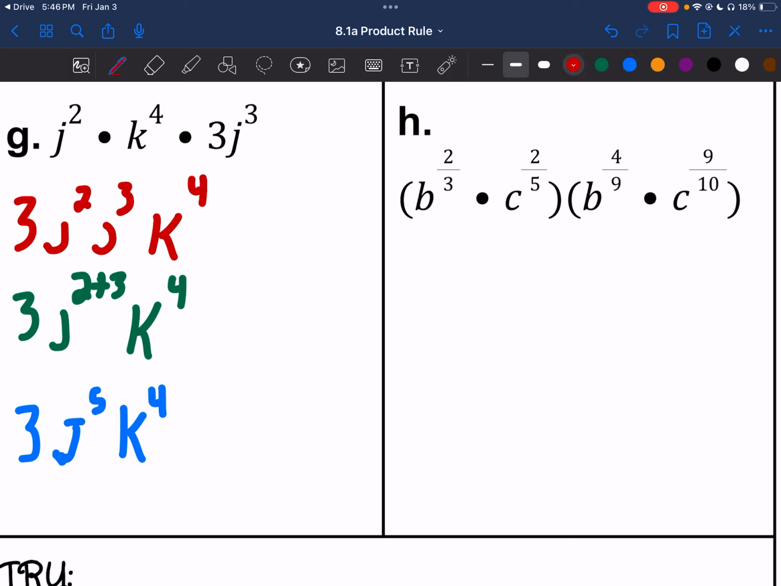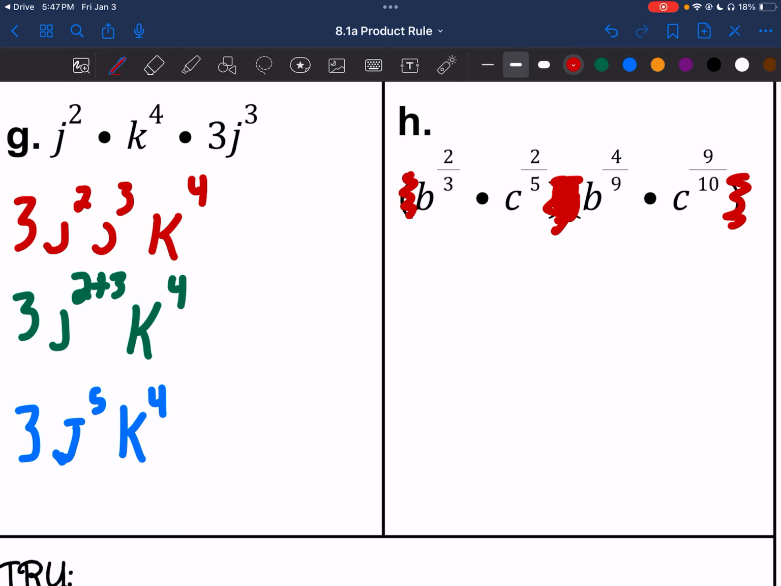All right, letter H looks a little bit weird because we've got parentheses here, but everything's being multiplied. So essentially, our parentheses go away. Right? This is the associative property. So the parentheses all go away. And now we've got b to the 2/3, c to the 2/5, b to the 4/9, c to the 9/10. Whoa. Okay. There's a whole lot to unpack here.